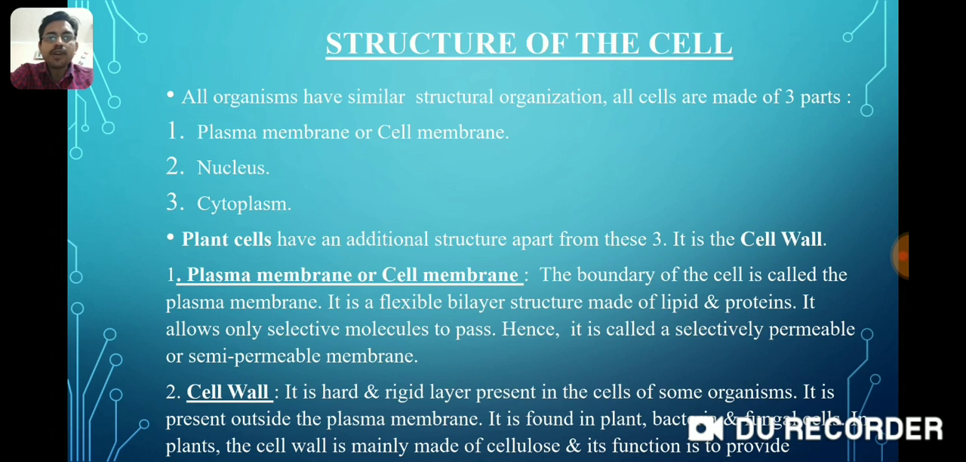The function of the cell wall in plant cells is to provide rigidity and structural strength to the plants, as plants do not have bones and hard structures like us. So most of the plant tissues are dead.